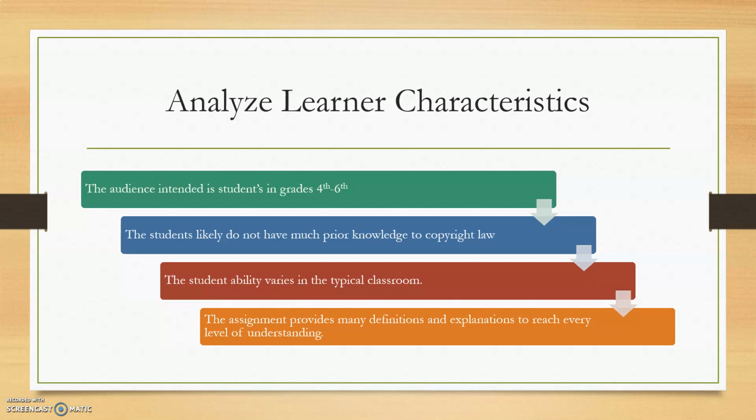The learner's needs in this lesson are the requirement to learn copyright laws. The audience for this lesson are 4th to 6th grade students. Students at this age likely do not have much knowledge or experience with copyright, but will need to know it as they are at the age that they will begin researching and writing papers.